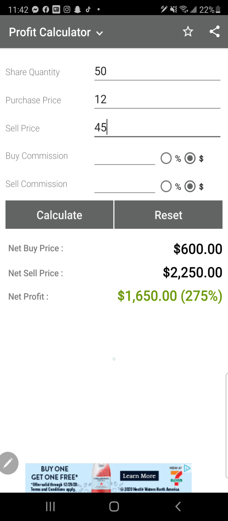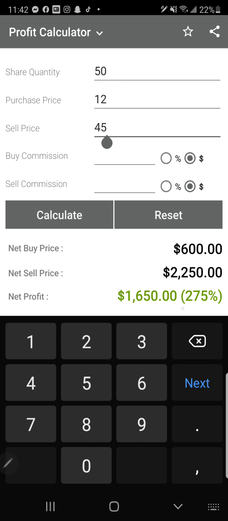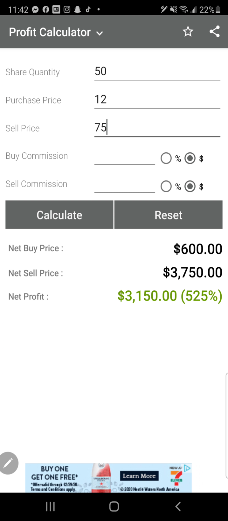So this would be your net profit. You would have spent $600 and you would have sold it at $2,225. So the profit you would have gained is $1,650 if it hit that price. So what if it hit $75? Now you see your profit for that. That's what I'm getting at.